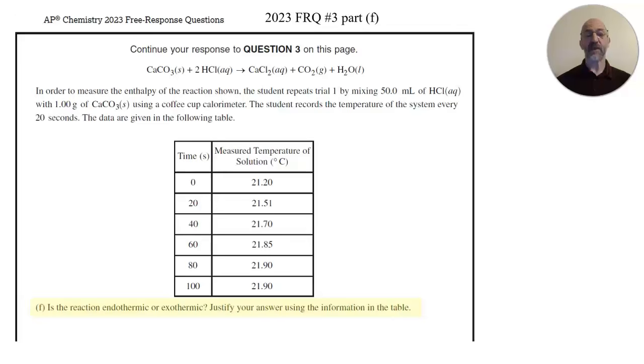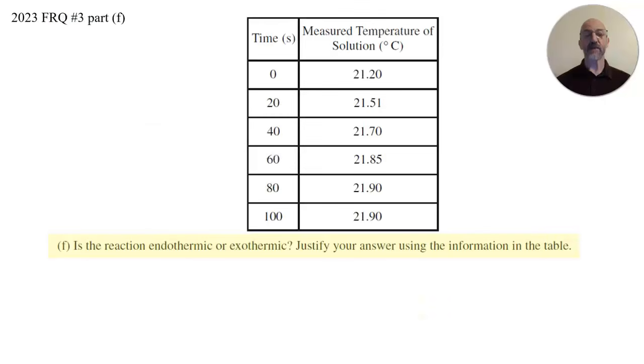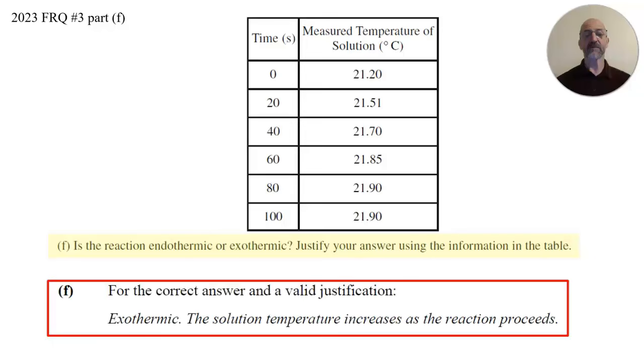Now I'll show you the official scoring guidelines answer, and I've included a link in the video description area for not only the 2023 AP Chemistry free response questions, but also the official scoring guidelines for those questions. So according to the official scoring guidelines, this reaction from the 2023 exam, question 3, part F, should be classified as exothermic. And again, they're using the information in the table and saying the solution temperature increases as the reaction proceeds.